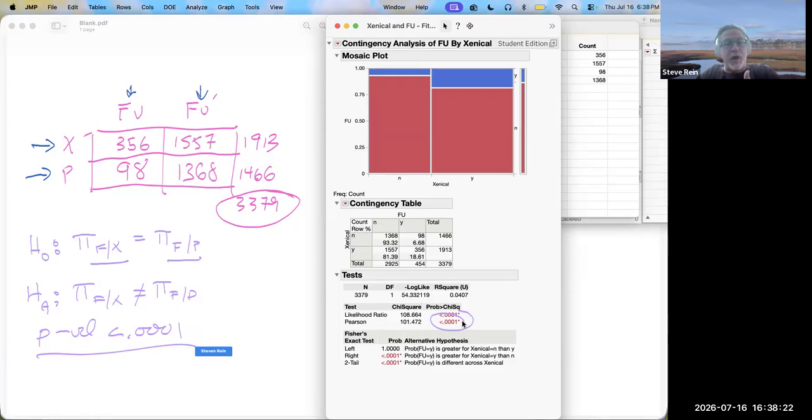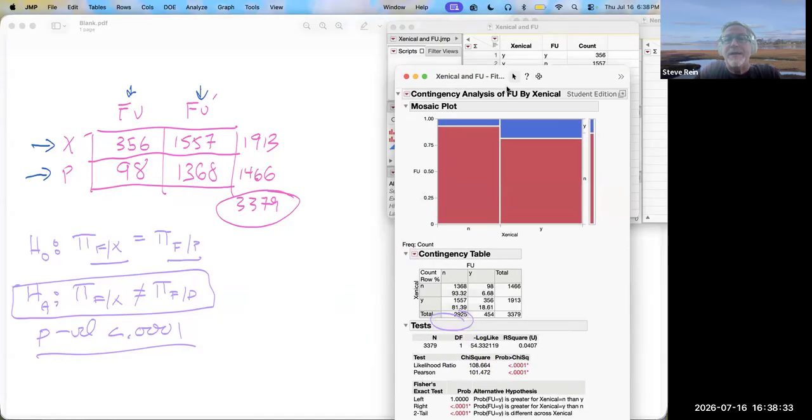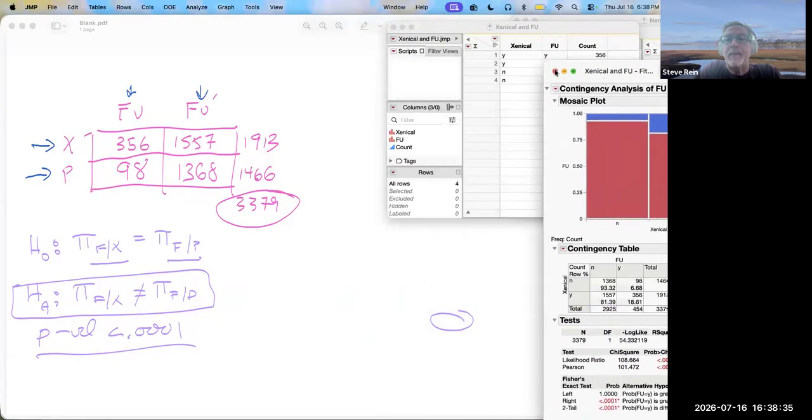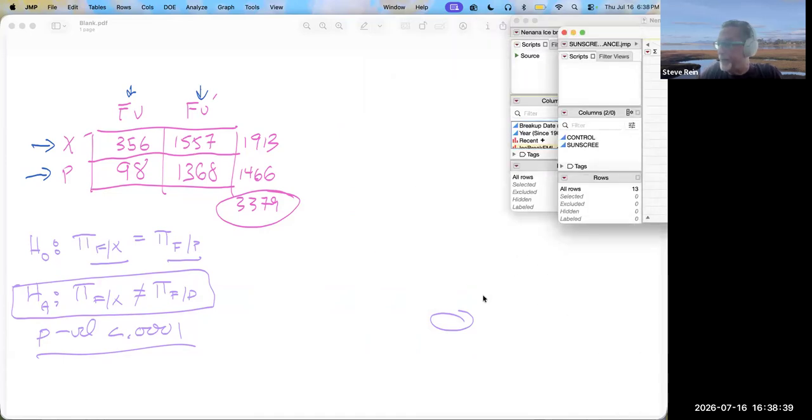What conclusion would you reach? I reject the null. I believe the alternative. I'd say that the rate is different in our two groups. So if you're using JMP to do the work for you, yeah, you would conclude that there is a relationship. Any questions about using JMP for that purpose?